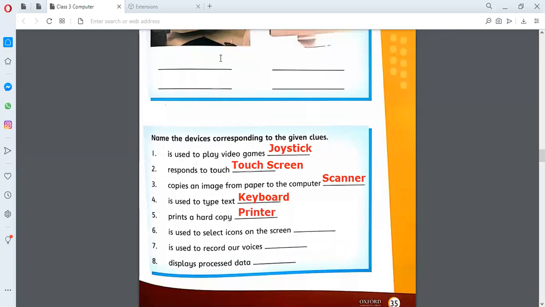Moving towards question number six, or the hint number six. What does hint number six say? It is telling us that dash is used to select icons on the screen. There are some small icons, like the computer and the games icon. When we click on them, our game will start. So which device do we use to click on the icon? There are some small pictures, you see, like the recycle bin. There are some folders. So which device do we use to select an icon on the computer screen? Tell me the name of that device.